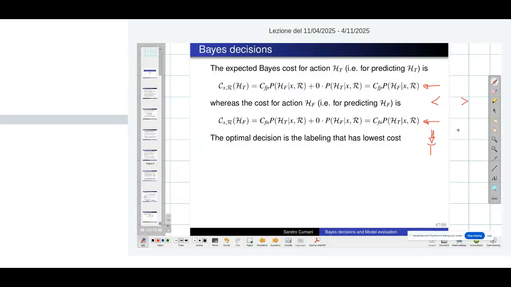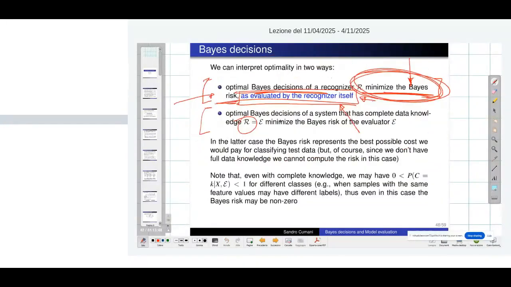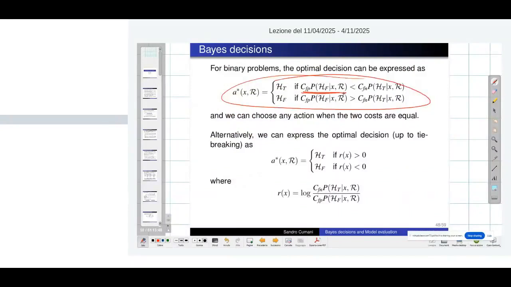If it's higher, I will assign class false, which means that, as you have it here, if this term is lower than this, I will assign class true. If the second term is higher than this, I will assign class false. This is the cost that I have if I make the two kinds of mistake, weighted by the probability that I will make that mistake. And I don't have an equal here, but you can put the equal in both cases.